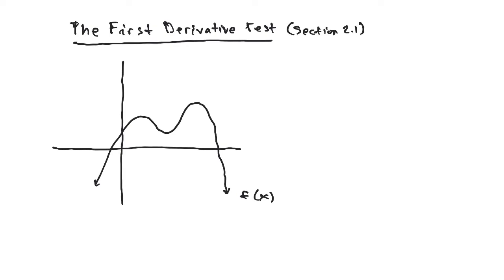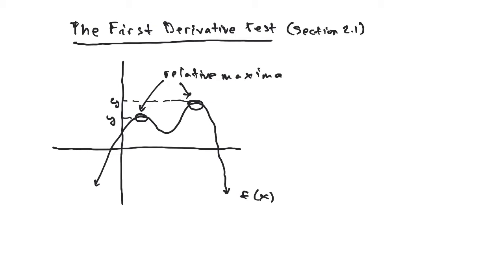So for instance, right here, we have two places where the y values are bigger than all of the y values around them. So these here we're going to call relative maxima. And when we're asked for the relative maxima, what we're looking for is the y values that are associated with these two peaks right here.